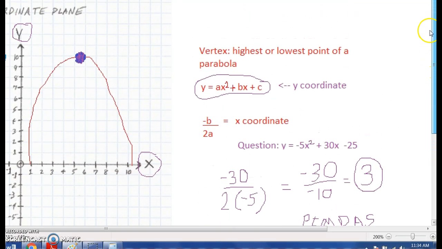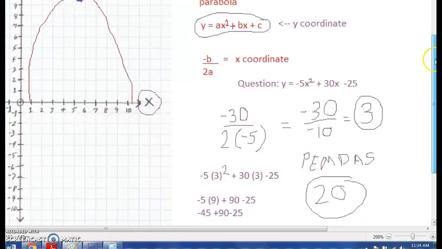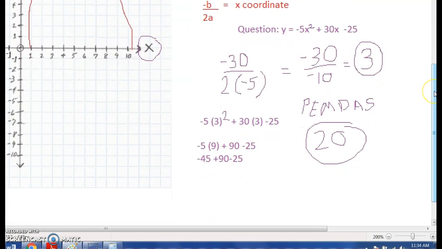So if I go back here, what it would actually look like, this only goes up to 10. So I would have to go way, way up here off of the plane to figure this out. But I would be going out to the 3, which is right here, and up to the 20 to find my vertex of the parabola. You don't have to do all of that.